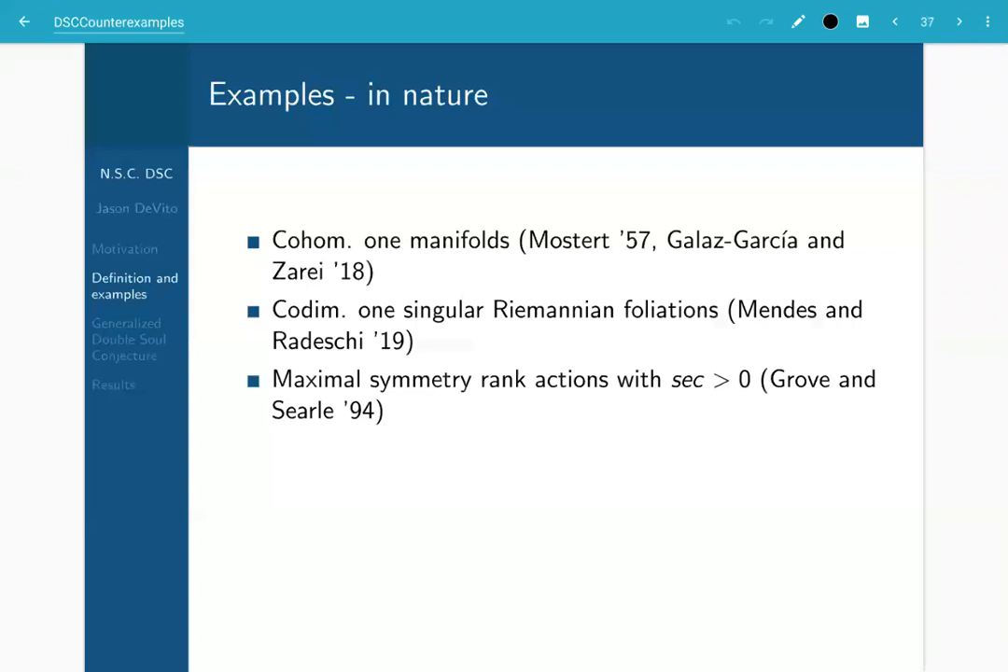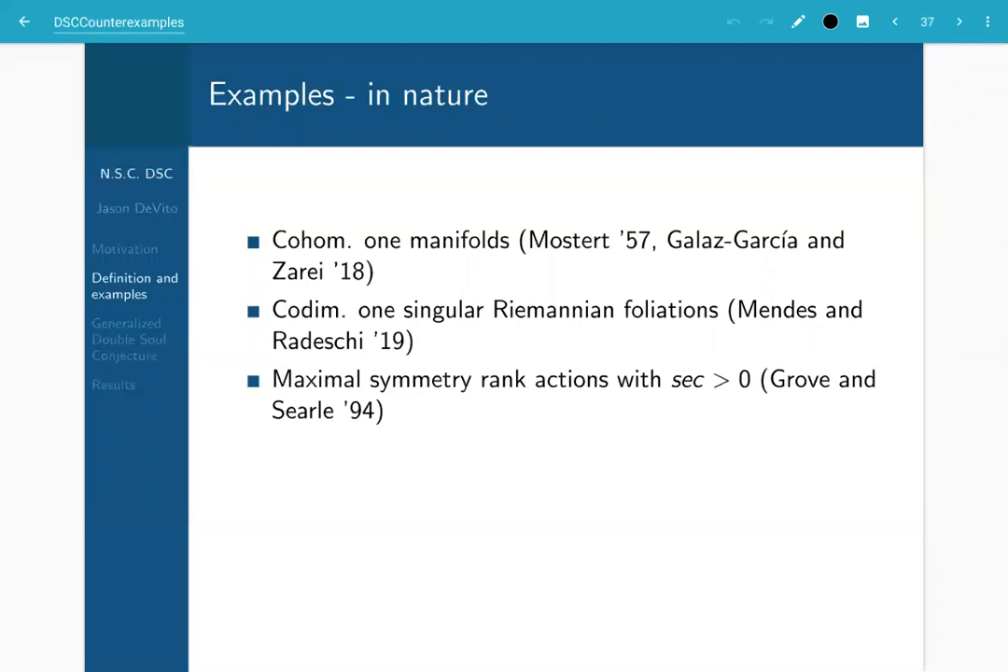And then just to throw out some more examples, there's a '94 paper by Grove and Searle, where they studied maximal symmetry rank actions on positively curved manifolds. So what this is referring to is, if you have a positively curved manifold, you can bound the largest possible dimension of a torus which can act isometrically and effectively. The bound is very roughly half the dimension. And then they have a rigidity statement in the equality case when you achieve that bound.